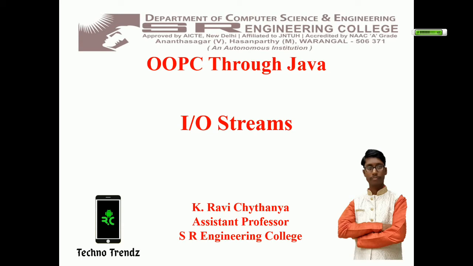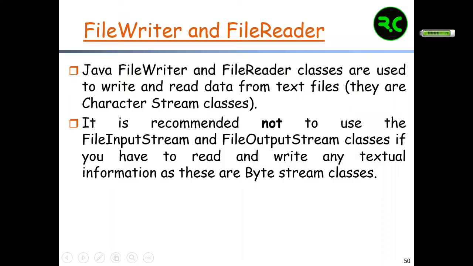Today we are going to learn a concept on IO streams. Yesterday we saw FileOutputStream and FileInputStream, which belong to the byte stream classes. Those do not have any content which can be seen by the users. But today we are going to look at the classes which belong to the character stream classes, and those are FileWriter and FileReader.